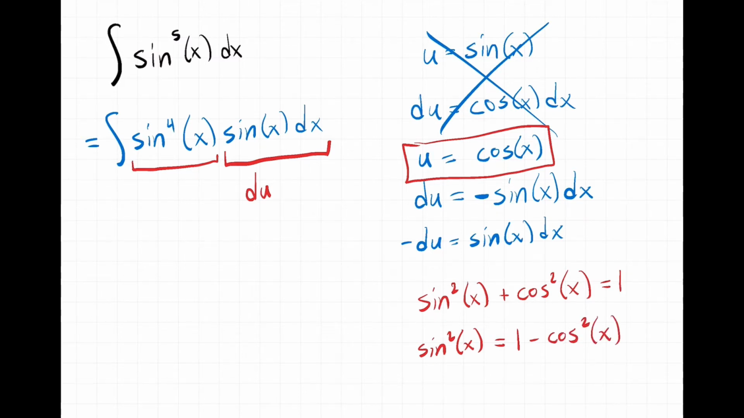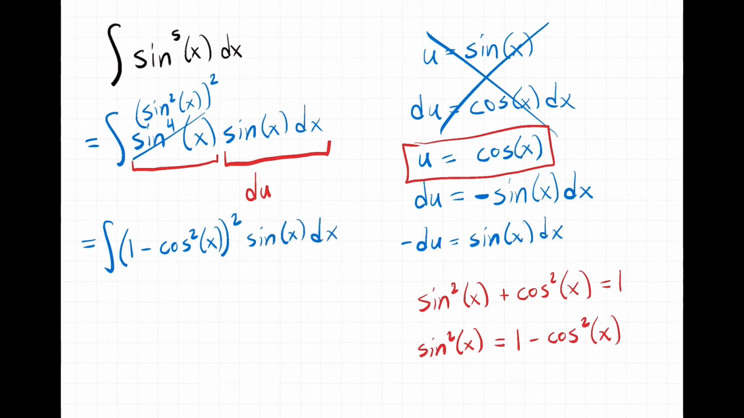So let's work this out. This equals the integral of, well, sine to the fourth x, that's really sine squared of x squared, isn't it? So we can replace sine squared x with 1 minus cosine squared x, squared, times sine x dx. Now we're ready to go, because now we have our du right here. Well, it's really negative du, so there we go.